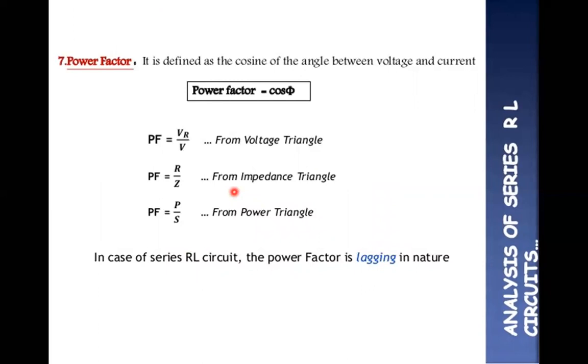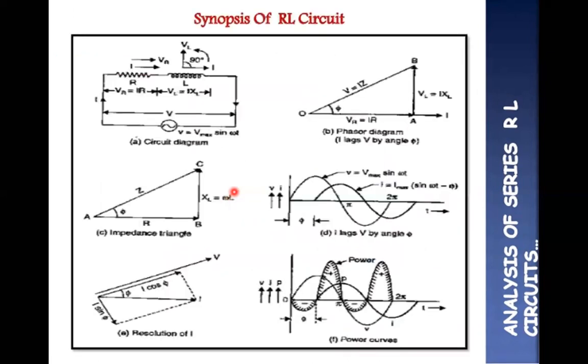And power factor is nothing but cos phi, and you can see the power factor from the voltage triangle as VR by V, from the impedance triangle as R by Z, and from the power triangle it is P by S. So in case of a series LR circuit, the power factor is lagging in nature. This completes the synopsis: a circuit diagram with a phasor diagram, impedance triangle. The current is lagging the voltage by phi angle, and this is a resolution of phi, and this is all about the power curves.